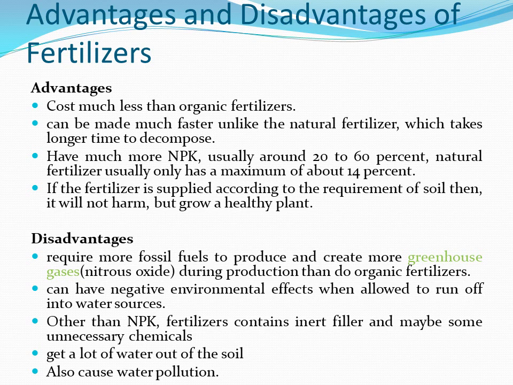Now the disadvantages. Disadvantages of these fertilizers are that they require more fossil fuels to produce, and they create more greenhouse gases during production. They can also have negative effects on the environment when they tend to run off into the water sources. And other than nitrogen, phosphorus and potash, these fertilizers also contain certain inert fillers, which are unnecessary chemicals, and they get a lot of water out of the soil and also cause water pollution.